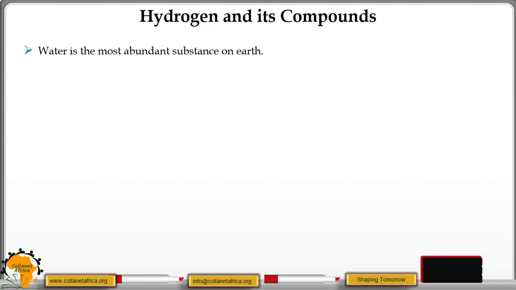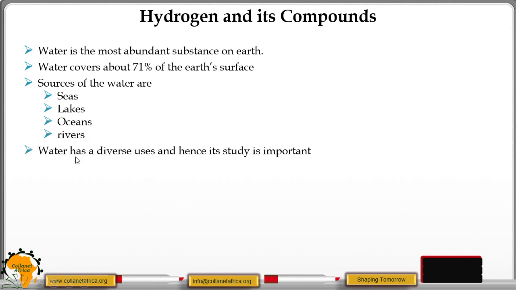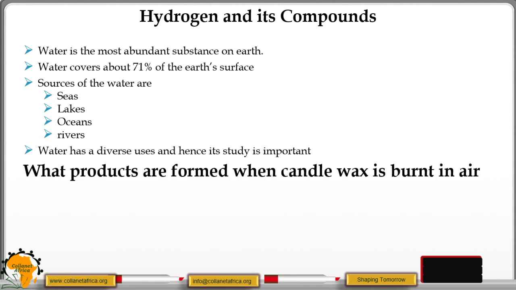Welcome to our first lesson on hydrogen and its compounds. Water is the most abundant substance on Earth. Water covers about 71% of the Earth's surface. Sources of water are seas, lakes, oceans, and rivers. Water has diverse uses, and hence its study is very important in our life.